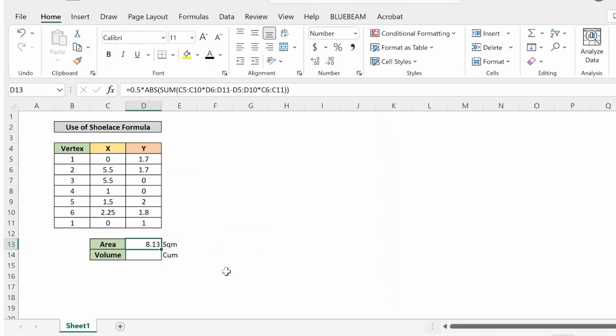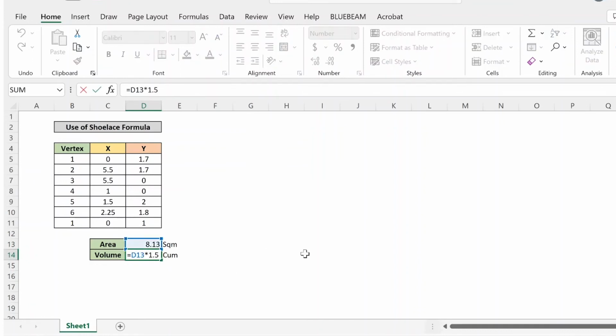This area which we have gotten is in square meters as all our coordinates are in meters. Now to calculate the volume of the filled truck, we simply multiply the area with the width of the truck, which is 1.5 meter as discussed earlier. And we get the volume of sand in our truck, which is 12.86 cubic meters.